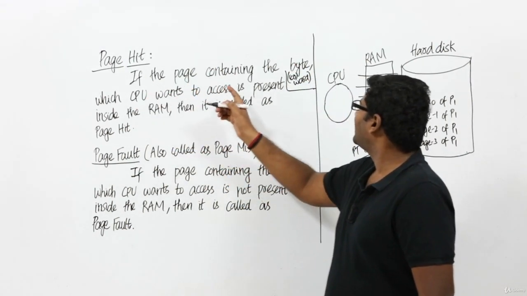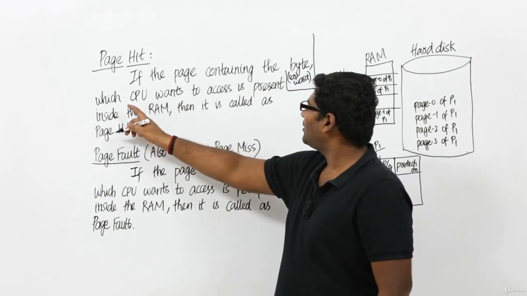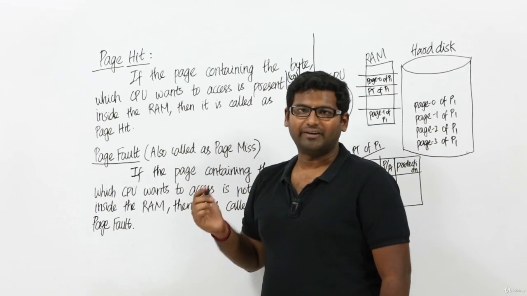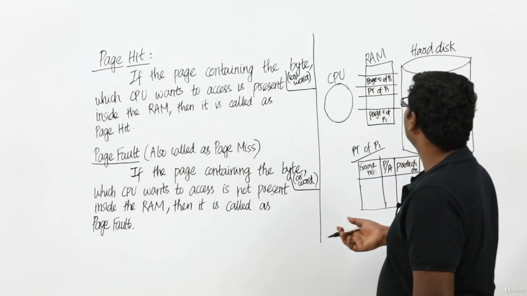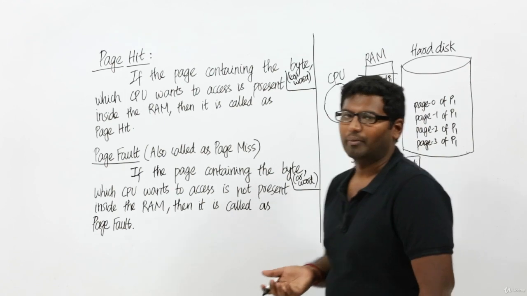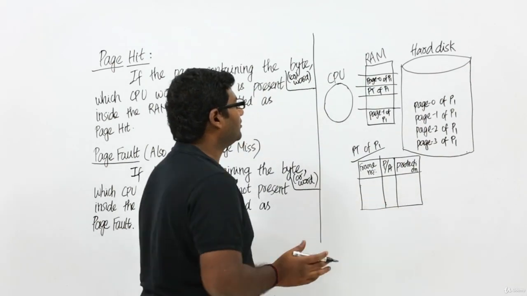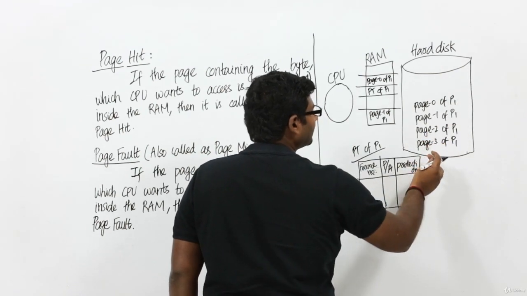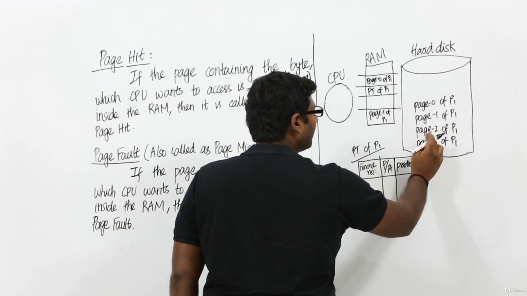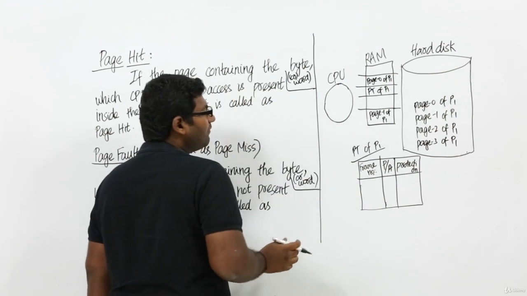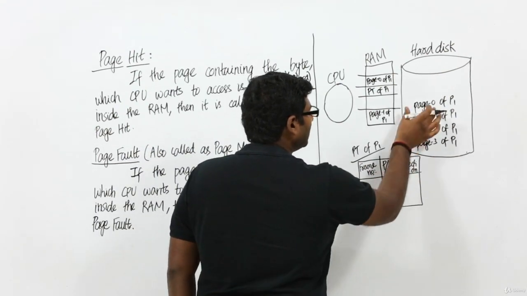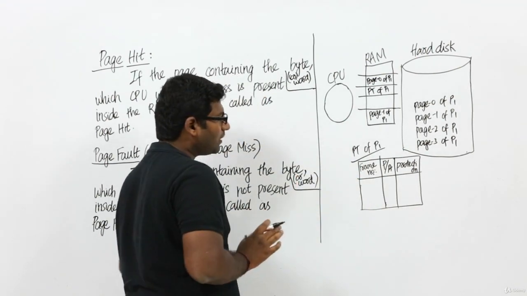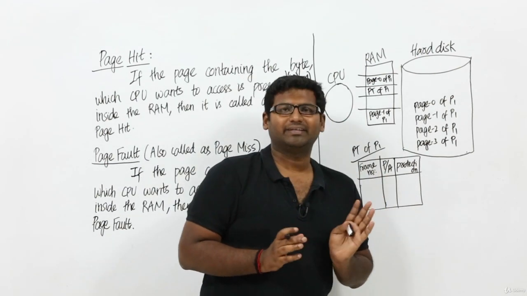If the page containing the byte which the CPU wants to access is present inside the RAM, then it is called a page hit. For example, let us assume we are using the virtual memory concept, and process P1 has 4 pages named page 0, page 1, page 2, and page 3. We are having only 2 pages, page 0 of P1 and page 1 of P1, inside the RAM. Page 2 and page 3 are not present inside the RAM.